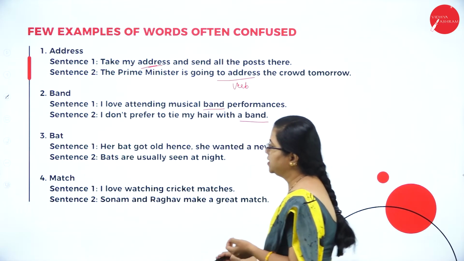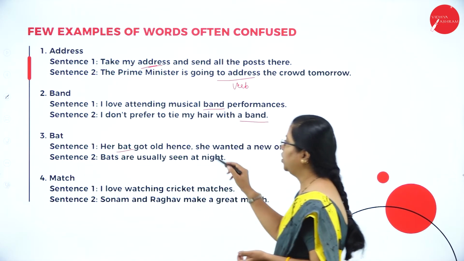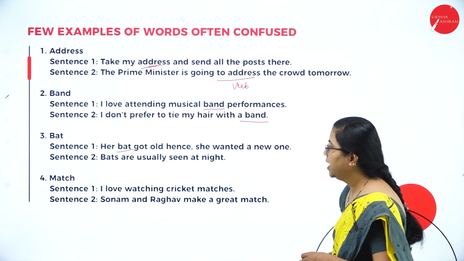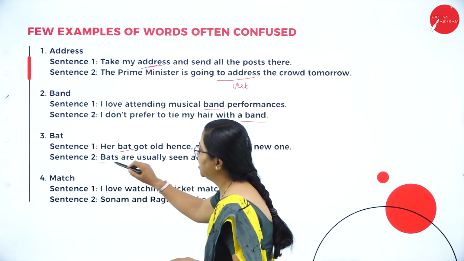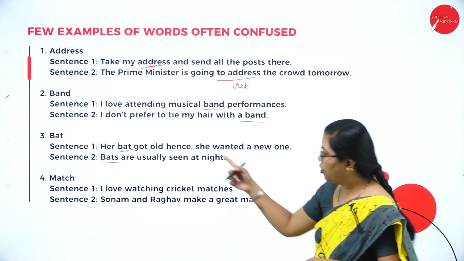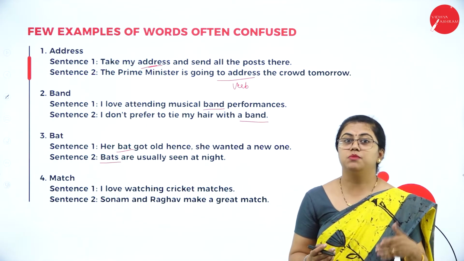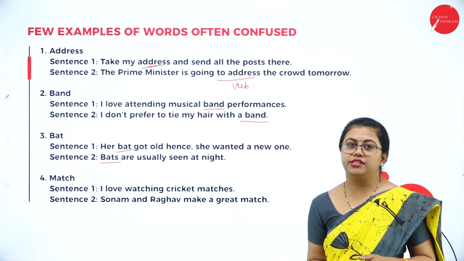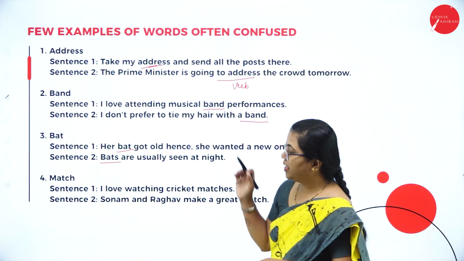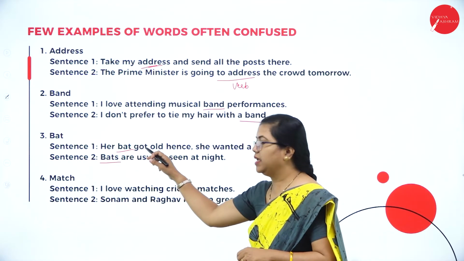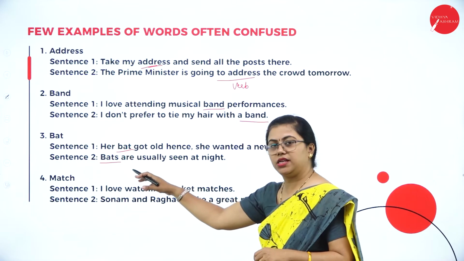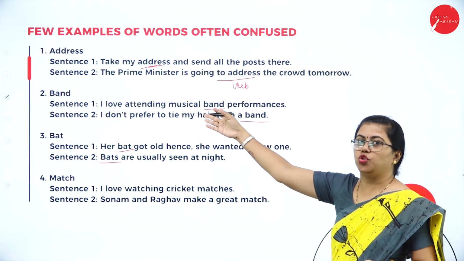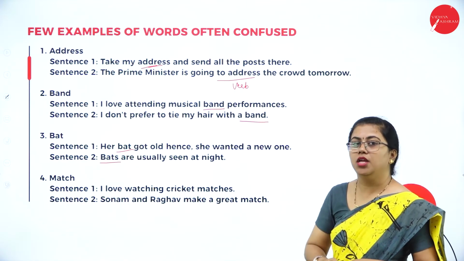So next we have bat. Her bat got old, hence she wanted a new one. So they are talking about the bat, and here it is used as the name of the animal. You can also use it as a verb. He was batting very well. So that can be used as a verb also. In three different senses it can be used. But here they are used as nouns, but the meaning is different. Fine, both are used as nouns, but the meaning is different. Here it is used as a different part of speech only. One is a noun and the other one is a verb here.